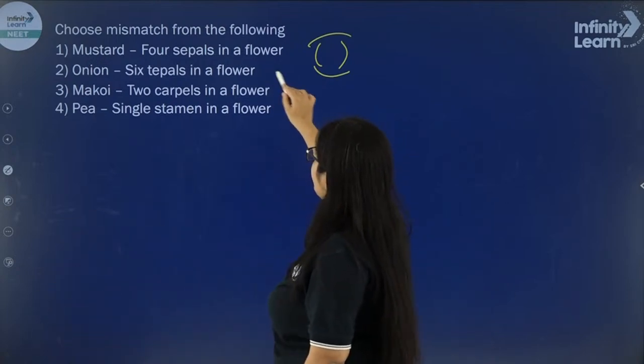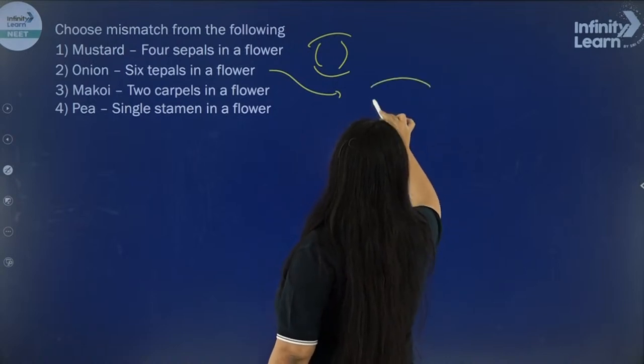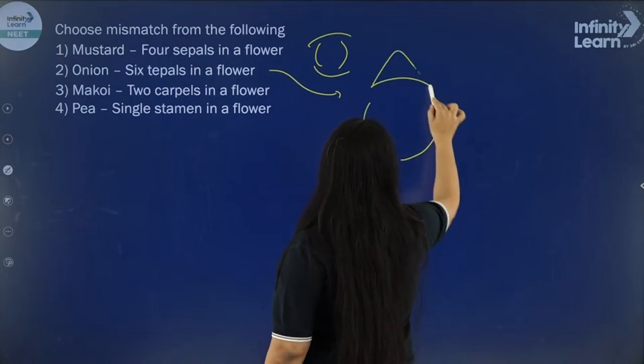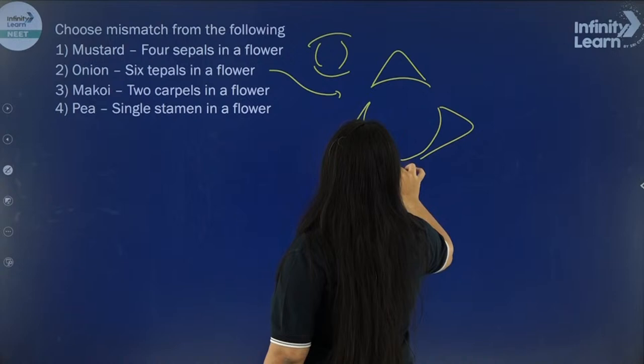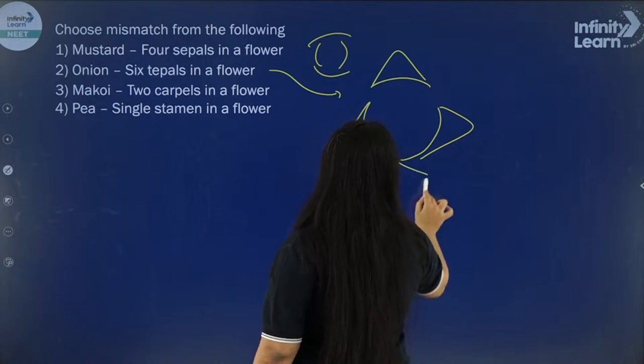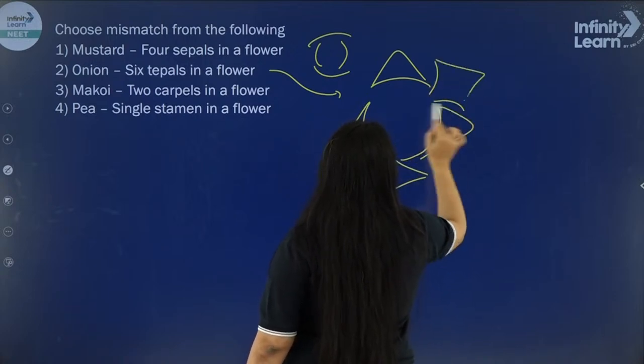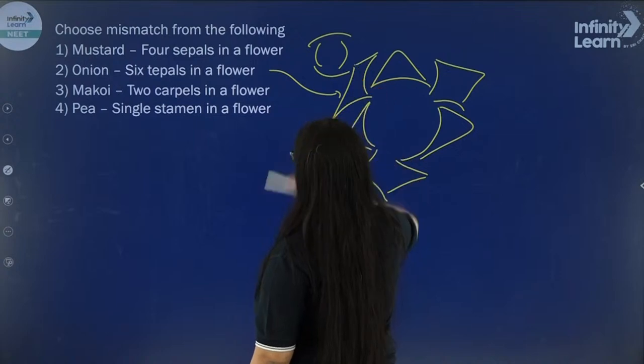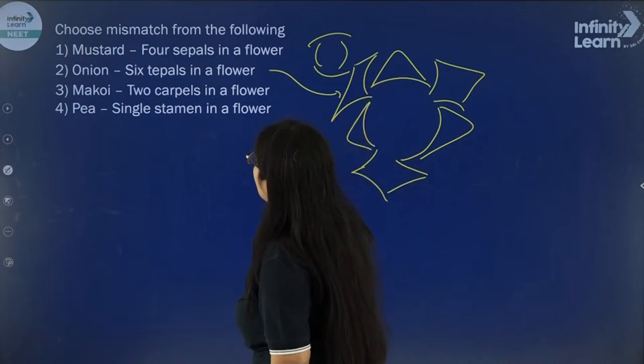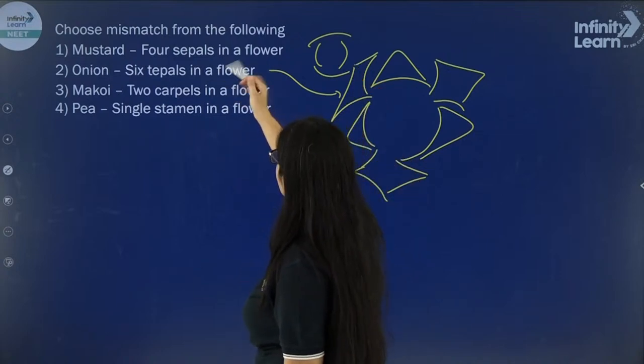And yes, definitely, if you remember the floral diagram, my dear students, it looks like this. So there are six tepals, 3+3, right? And this is also right. So six tepals, right? Four sepals, right?